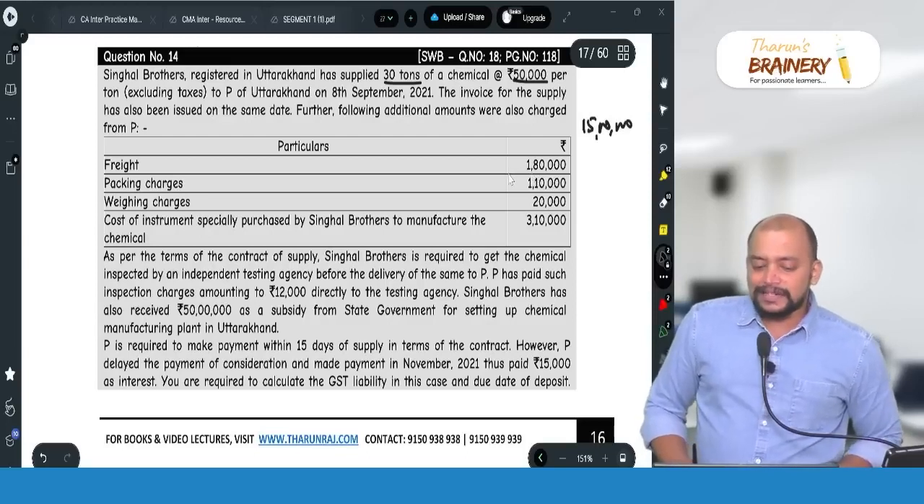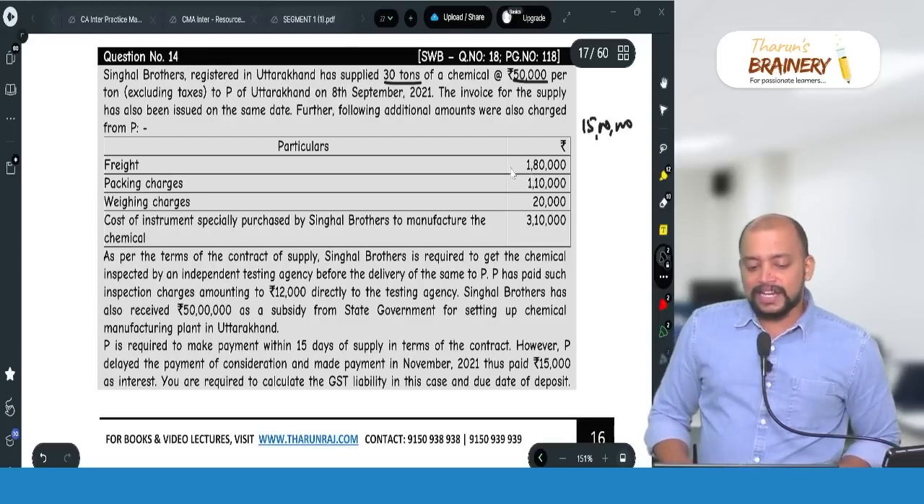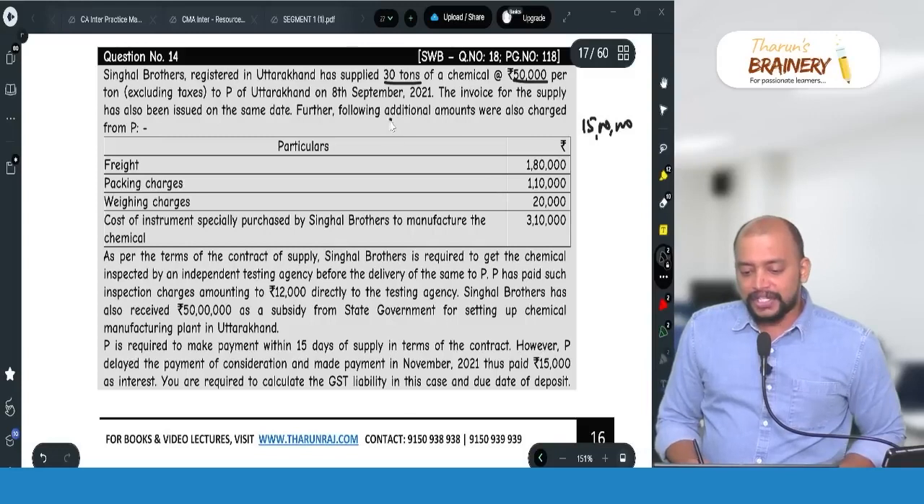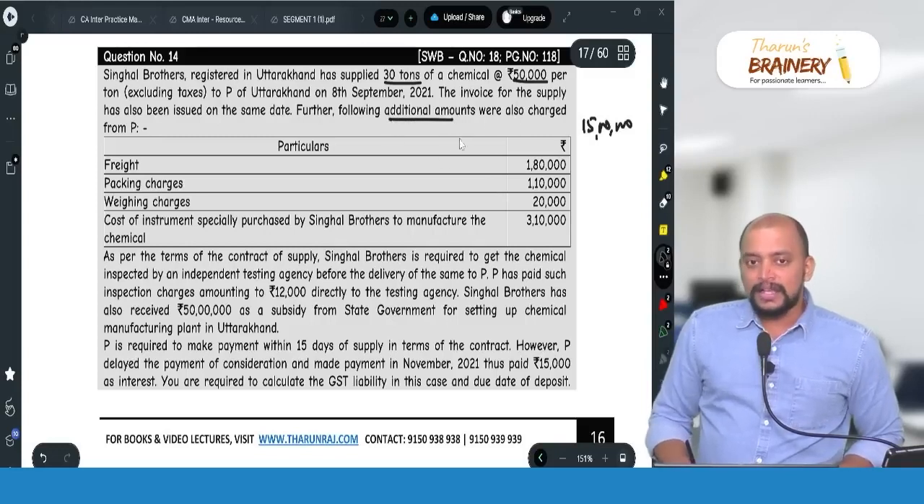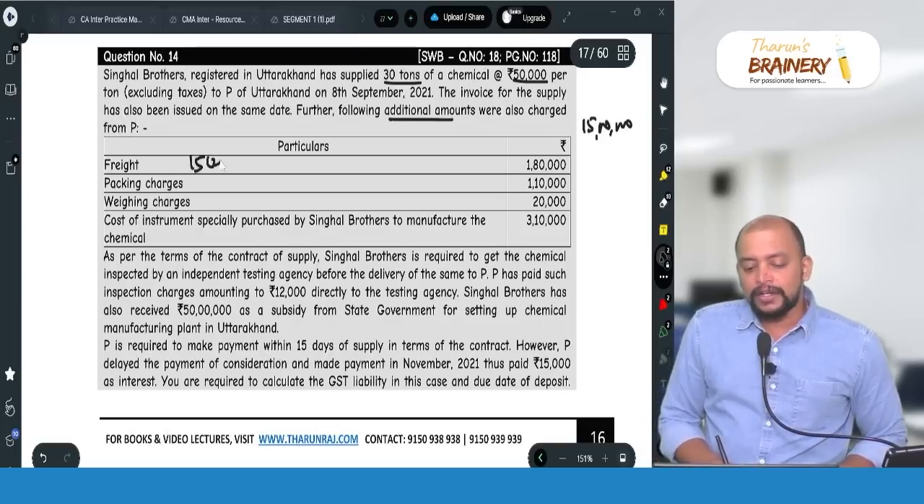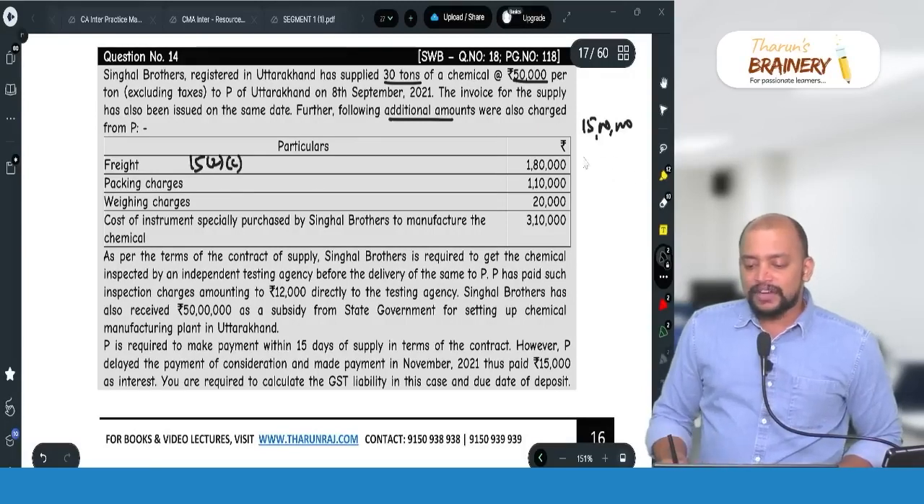So, is freight incidental or other expenses? These are additional amounts which are charged. So, it is not incidental, it is others. Others before delivery. So, definitely it should be included in terms of 15(2)(c). Therefore, 1,80,000 we need to add.